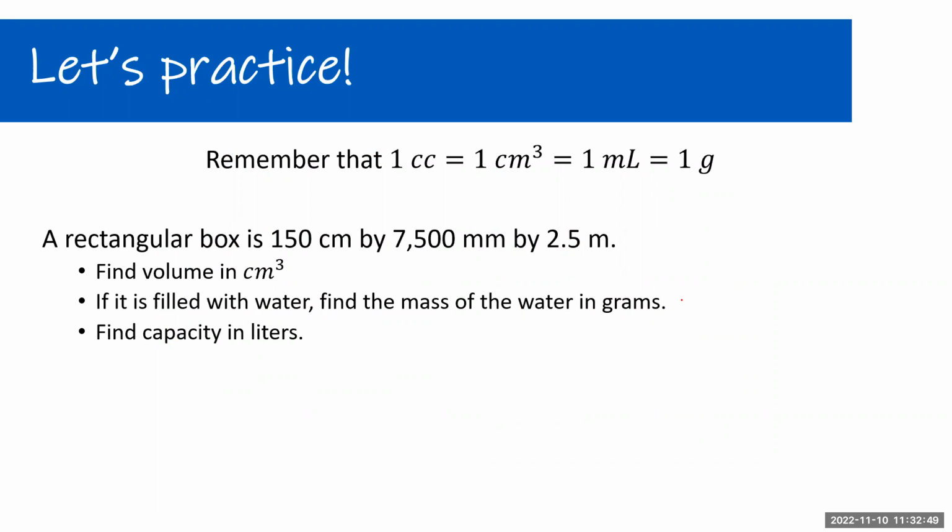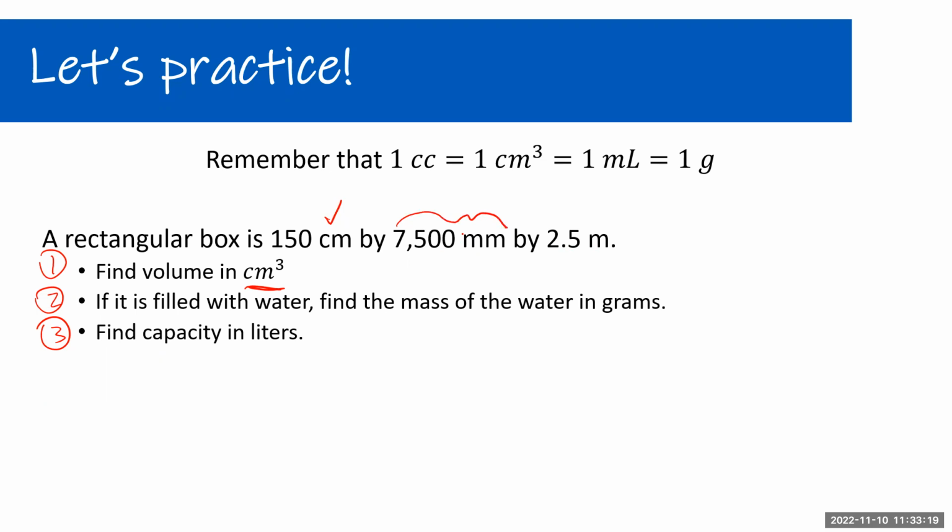Let's say that you have a rectangular box that is 150 centimeters by 7,500 millimeters by 2.5 meters. So the first thing you want to do is find the volume in centimeters cubed. Okay, so we're going to make this step 1, step 2, and step 3. Now, before we even get to step 1, notice that we want cubic centimeters. This one is in centimeters. Okay, this one is not, and this one is not.